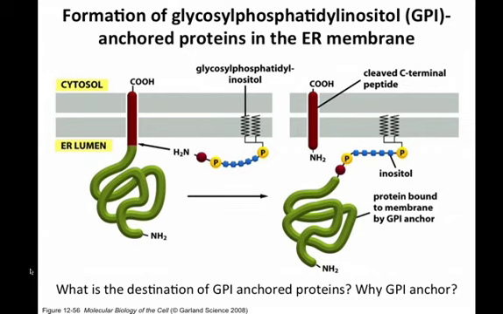Okay, so I just answered the question. What is the destination of GPI anchored proteins? Cell surface, yeah. Why GPI anchor versus just having a transmembrane domain?